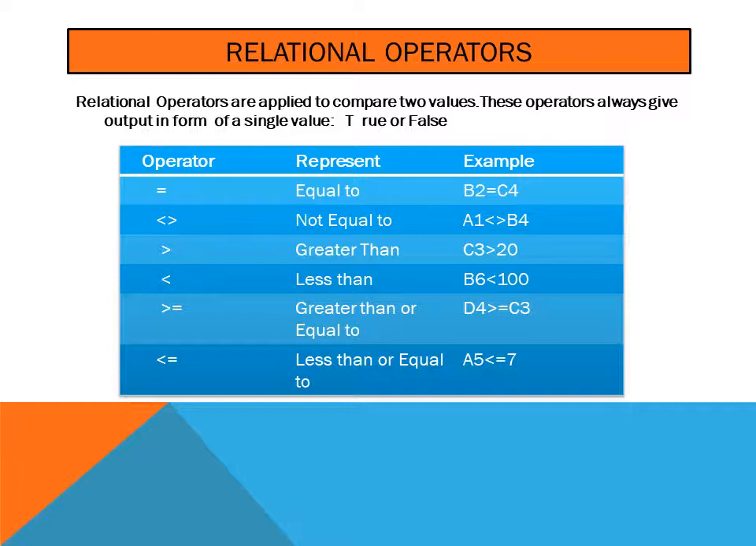Then we have the greater than symbol. C3 is greater than 20, right? So it is going to check the value in C3. If it is greater than 20, it is going to display true. Otherwise, it would be false.